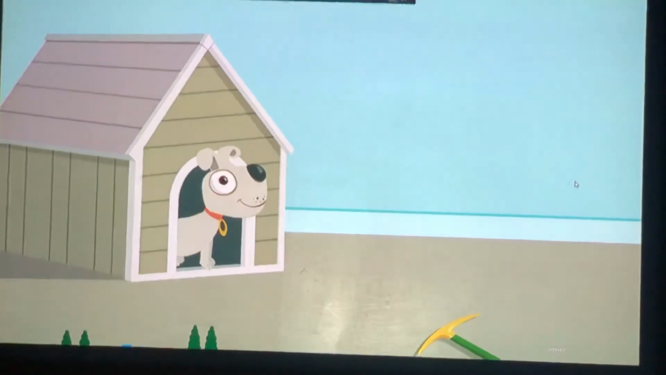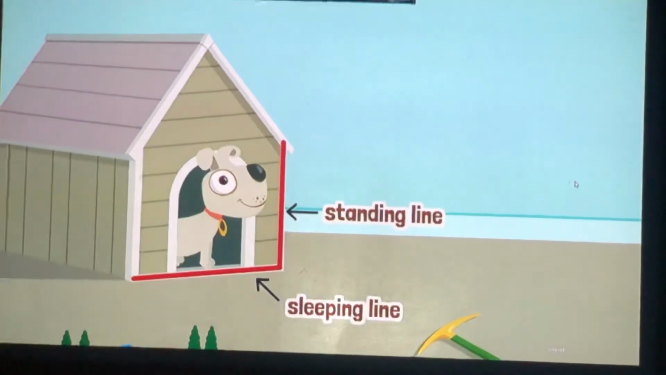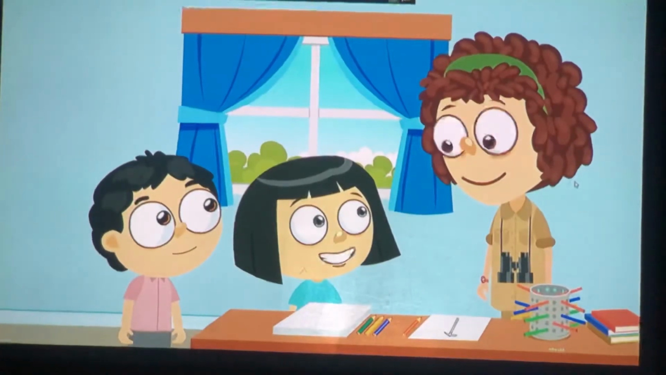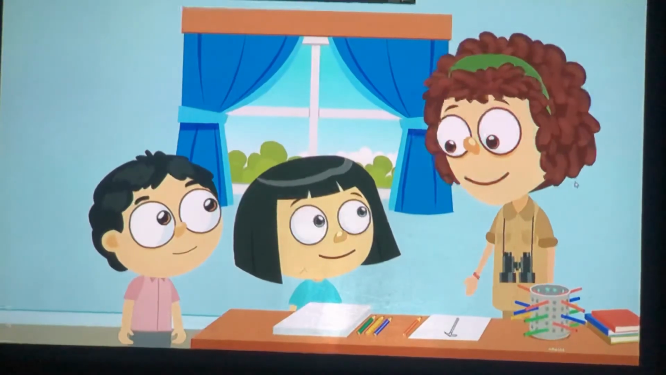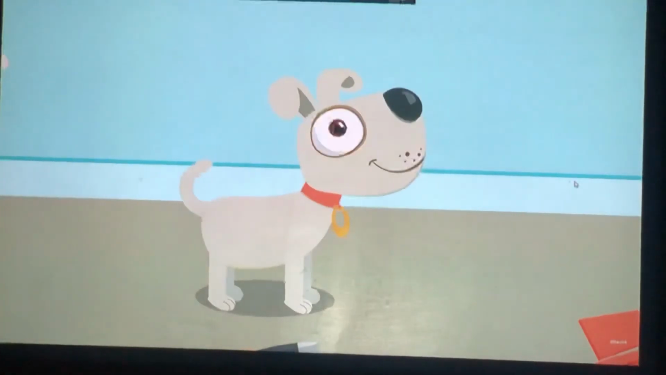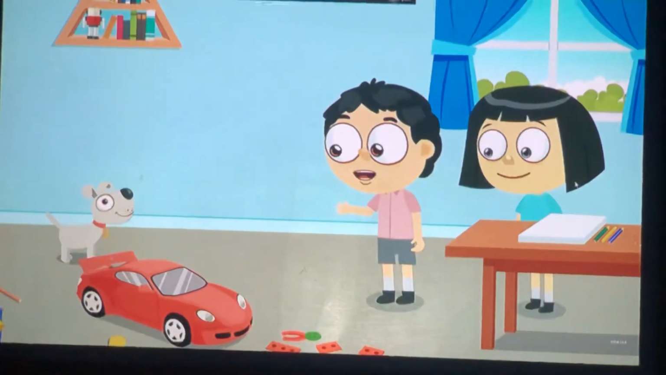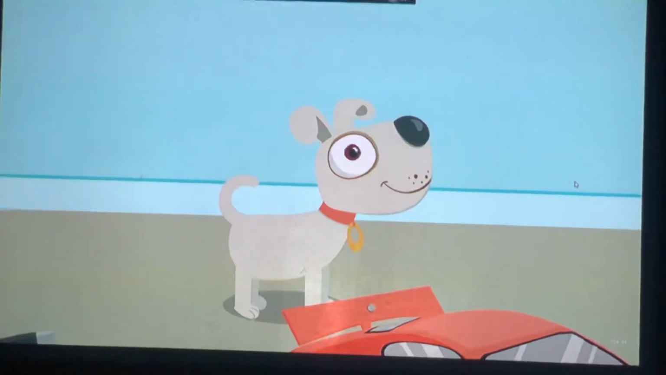Dash's house is made with standing, sleeping, and slanting lines. We can see straight lines everywhere. What about curved lines? Dash's tail makes a curved line. I think Dash can straighten it. Curve? Straight.